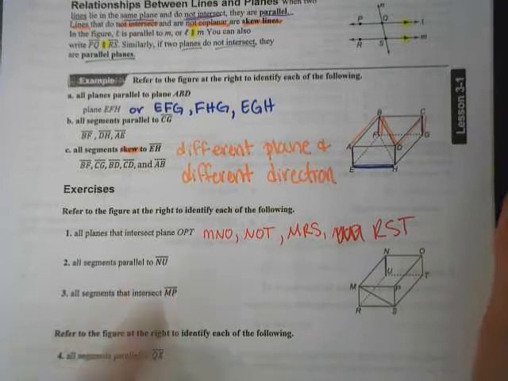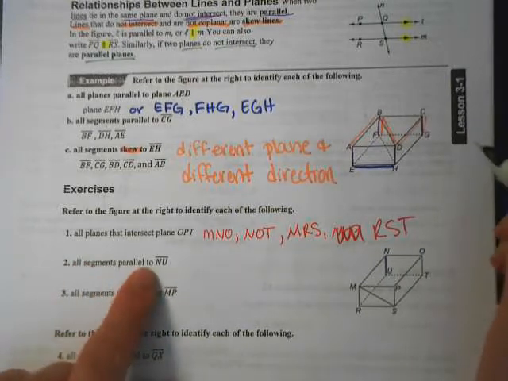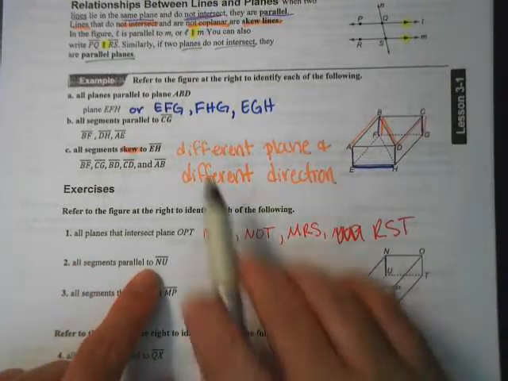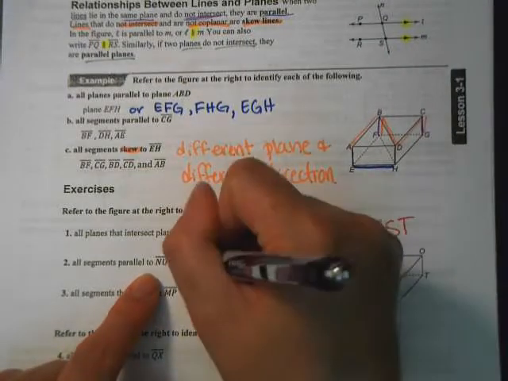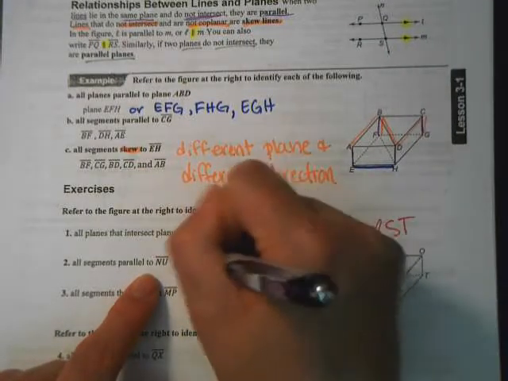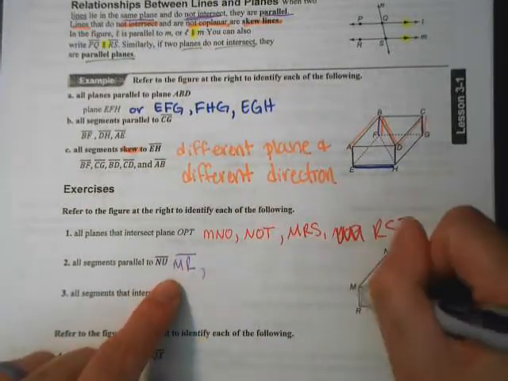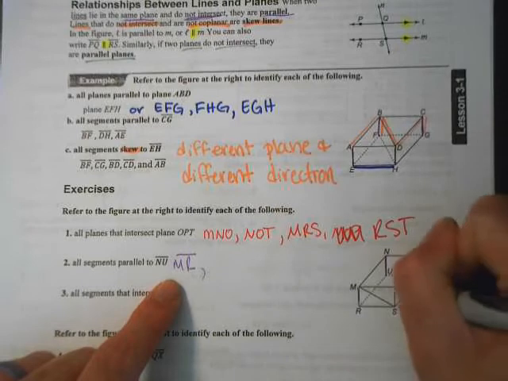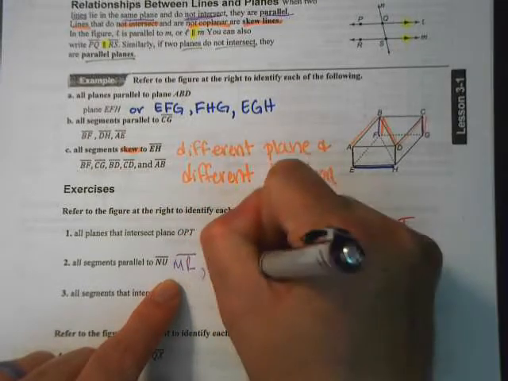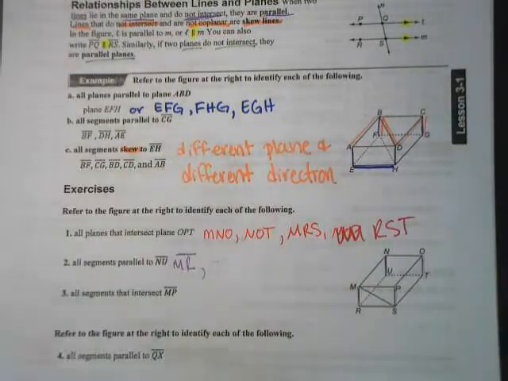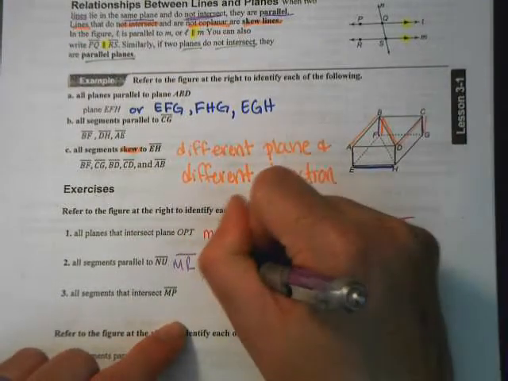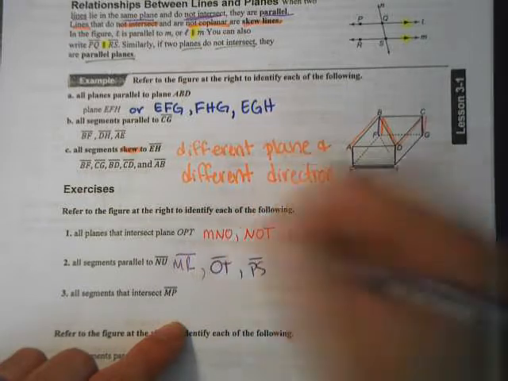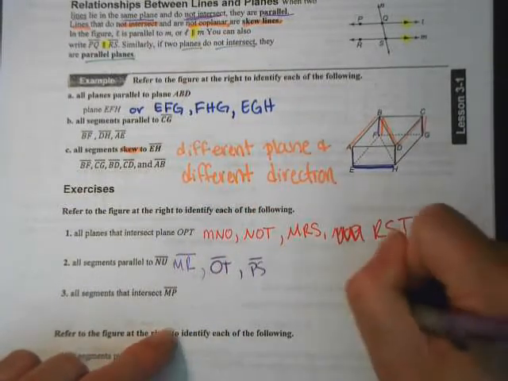So sorry, guys. All segments parallel to NU. So parallel, we want same direction. That's where it was. Okay. So MR segment, right? It said name all segments. So we've got MR, OT, and PS. And of course, my purple pen is dying. OT, segment PS. Okay, good.